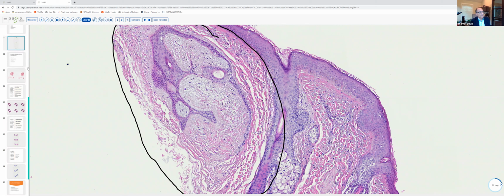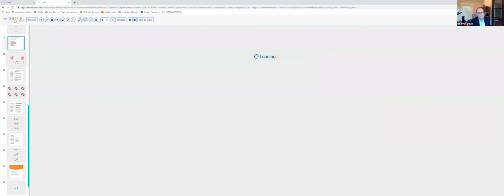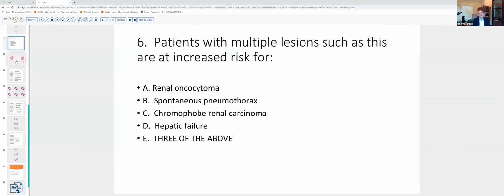So let's go ahead and go to our question. And we were asked, patients with multiple lesions such as this, and again, you see multiple fibrofolliculomas, you want to think about the Birt-Hogg-Dubé syndrome. Again, this is another autosomal dominant condition caused by mutations in the folliculin gene. And patients with multiple lesions such as this are at risk for renal oncocytomas. A, that's correct. B, spontaneous pneumothorax, that's correct.